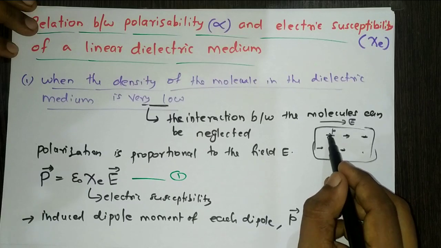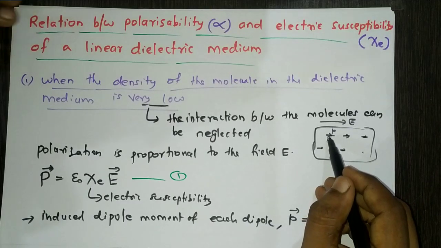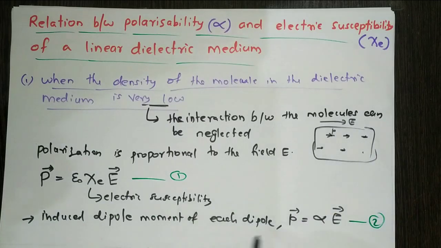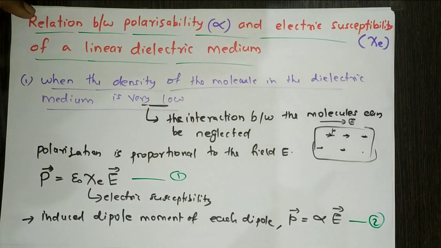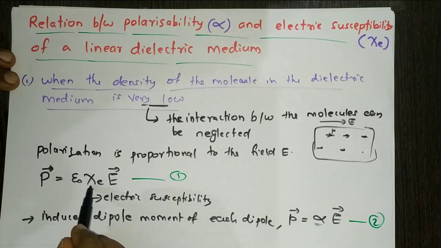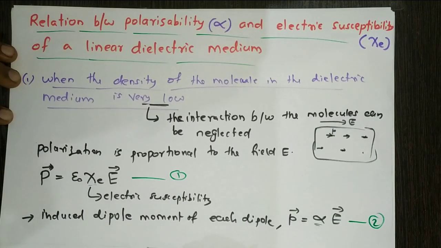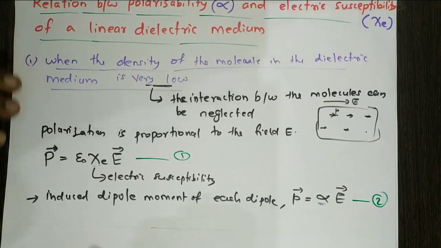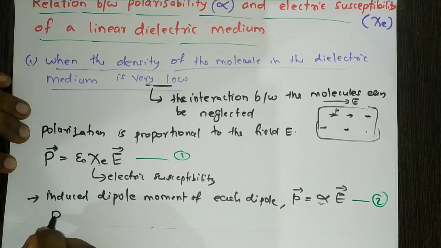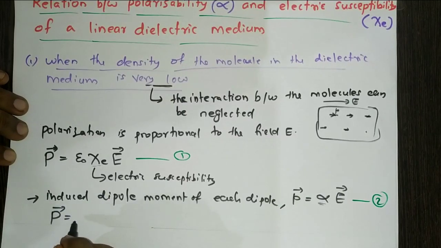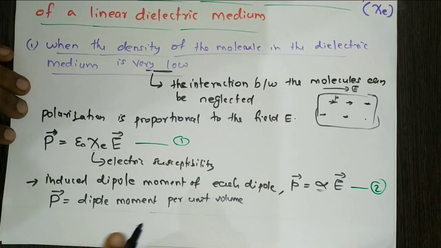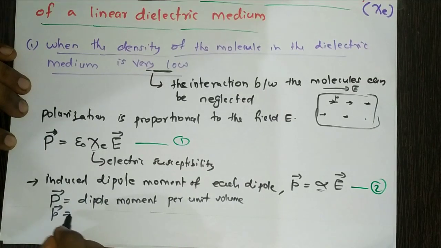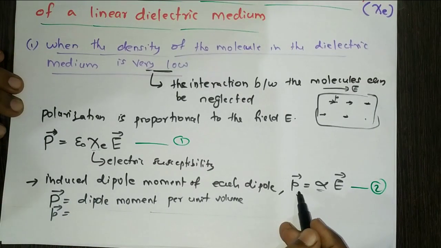and if p is the dipole moment of one such molecule, then that dipole moment is given by this expression. Now the question is, what is the relation between this atomic polarizability alpha and electric susceptibility chi e? We have some information that capital P is the dipole polarization, that is nothing but the dipole moment per unit volume, and small p is the dipole moment per atom.